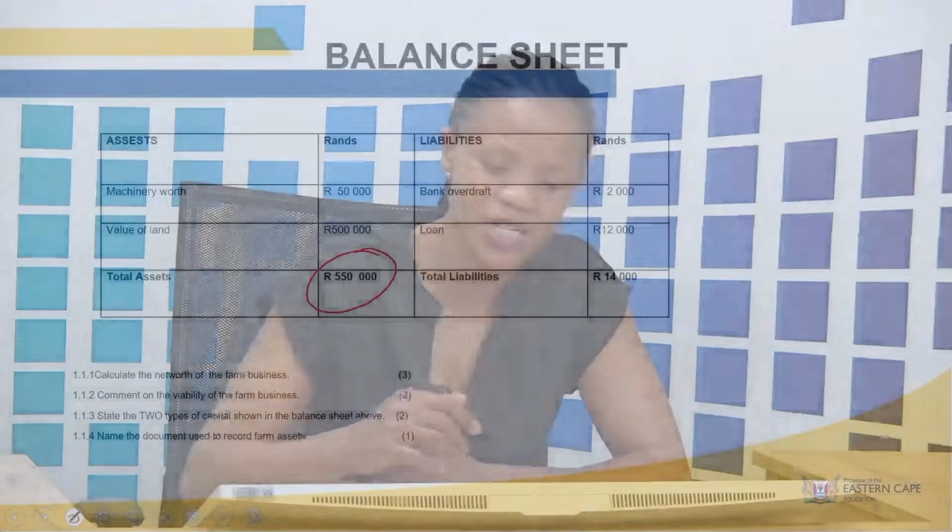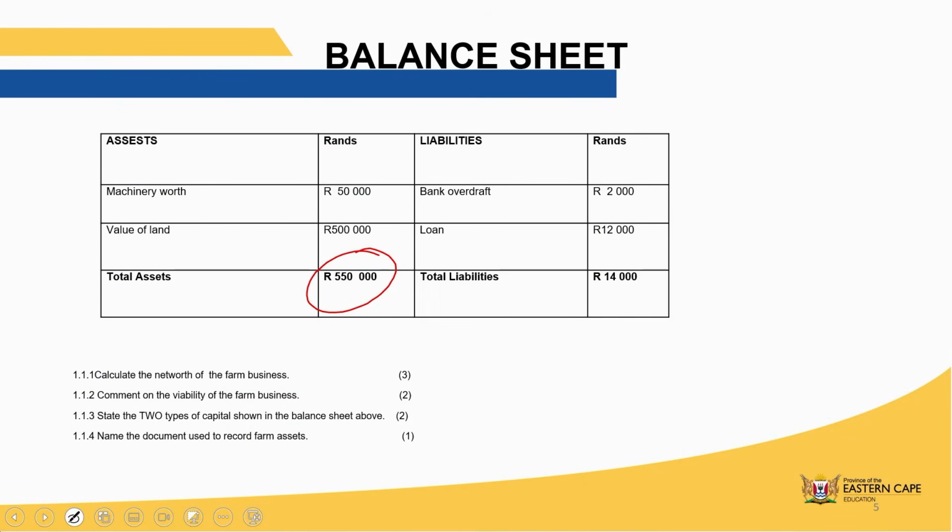Assets and the liabilities. Under the assets, we have the machinery worth. We also have the value of land, which is 500,000 rand. So the total assets for this business is 550,000 rands. The liabilities of the farm business, the bank overdraft is 2,000 rands. The loan is 12,000 rands. The total liabilities of the business, 14,000 rands, right? Okay, that is a balance sheet.